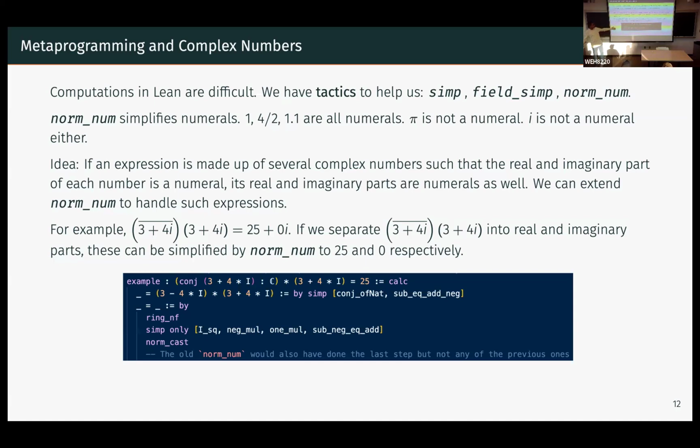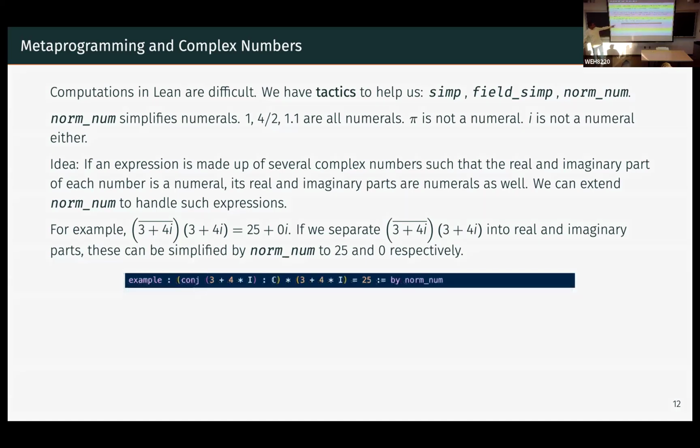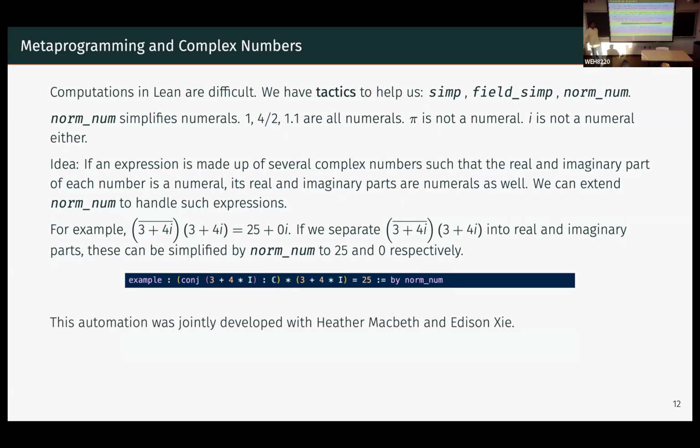And this is how it used to look. This is how it looks now. So norm_num didn't used to be able to do this, but we wrote something that extends norm_num and gives it this new magic power to be able to work with these kinds of expressions. And yeah, this was jointly done with Heather Macbeth and Edison G. So this is now a pull request on GitHub.